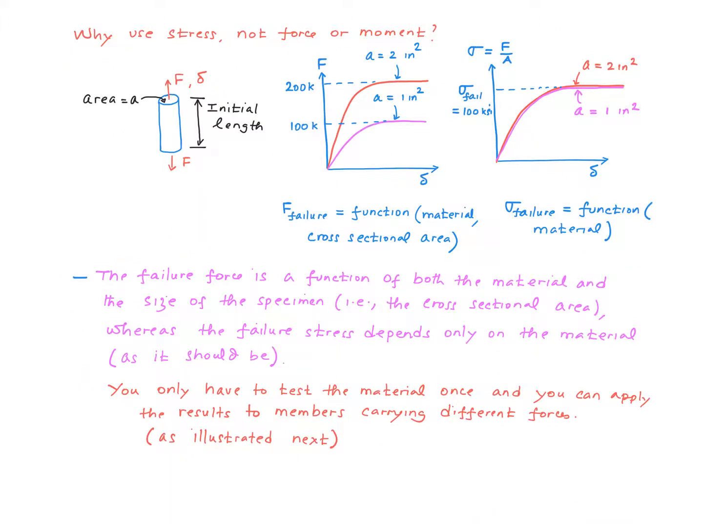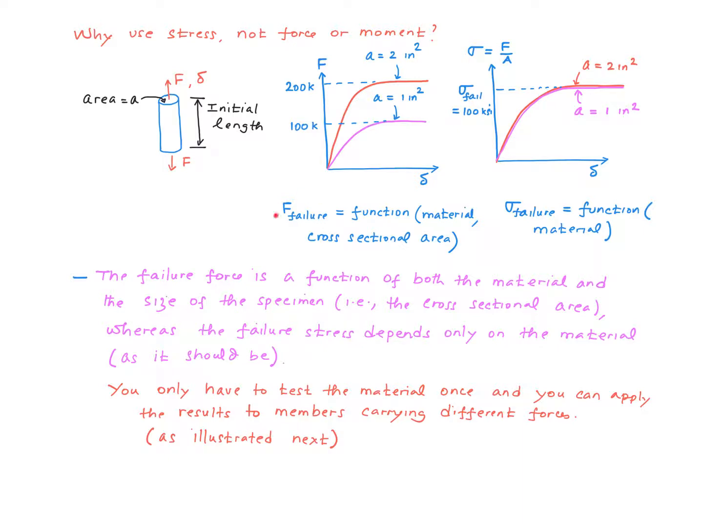Now we can try to answer the question of why we use stress, not force or moment. Supposing, say, you tested 2 specimens of a material. The first one had a cross-sectional area of 1 inch squared, and the other one had a cross-sectional area of 2 inch squared. If you plotted force versus the displacement, you'll end up seeing 2 different curves. So the failure value of the force for this specimen is 100 kip, whereas the failure value of the force for this specimen is 200 kip. The reason is, the thicker the specimen, the stronger the specimen.